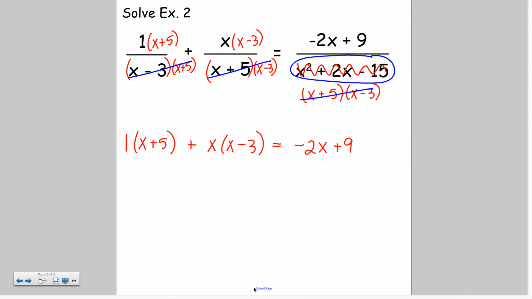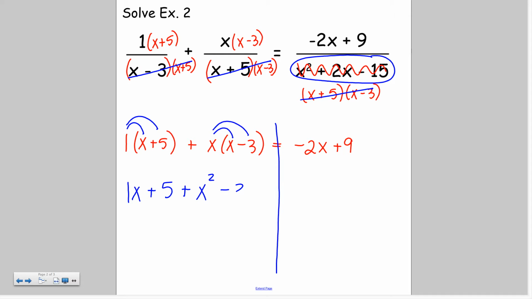So we can go ahead and distribute on this left side. Distributing 1 is not going to change anything. Be careful here with your x's. X times x is x squared. X times negative 3 is negative 3x.